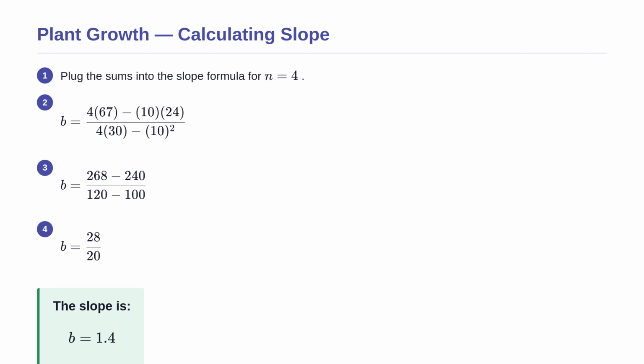This is a very useful biological insight on its own. It tells the botanist that for every single additional gram of fertilizer applied, the plant grows an extra 1.4 centimeters.